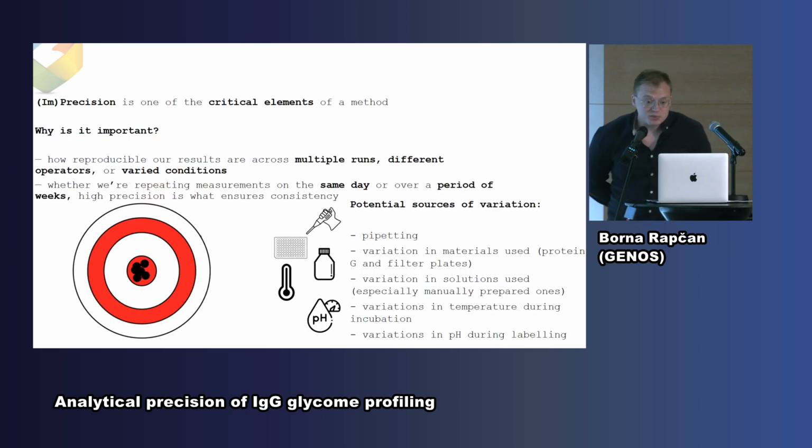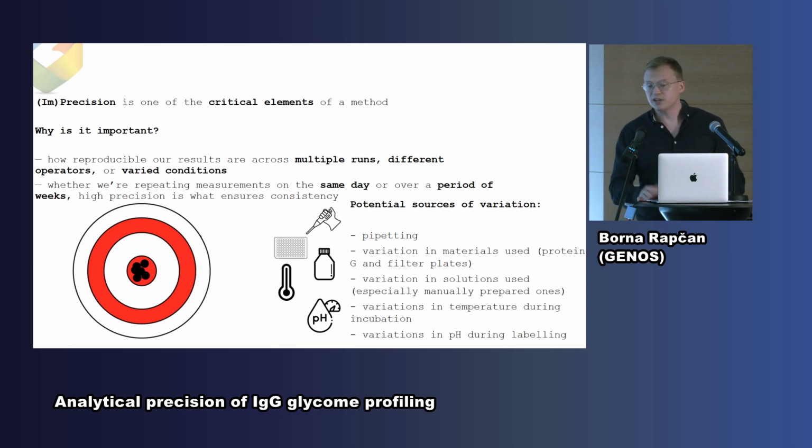So what is imprecision and why is it critical? Why is it important? Whenever you're evaluating a method, I'm very sure that most of you, if not everyone, is aware that it's a critical part of the method you are testing and developing. And it's important not just because it tells you what results you are getting every time you run a test, but it also can tell you when you're doing multiple runs, when you're doing it with different operators, with varied conditions. It can tell you how your method is performing on a single day or across multiple days.